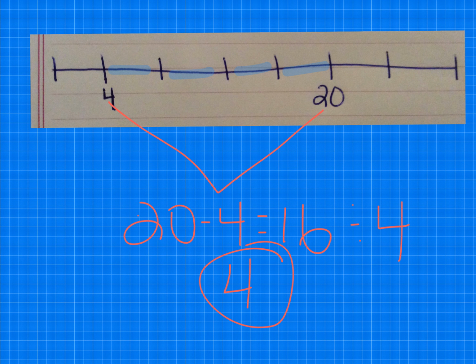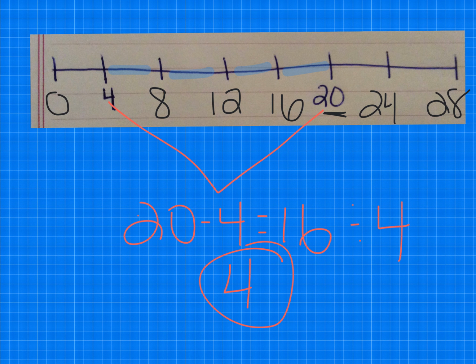The first one should be 0. 0 plus 4 is 4. Add 4, you get 8. Add 4, you get 12. Add 4, you get 16. Add 4, you get 20, which is good because that's what's there. Add 4, you get 24, and 28 would be the last one.